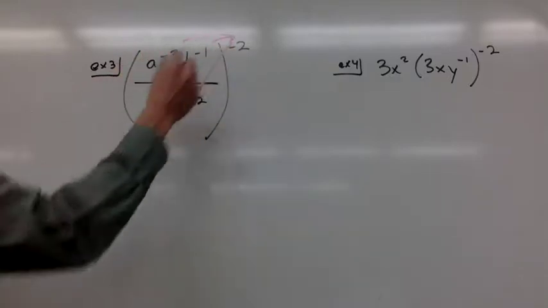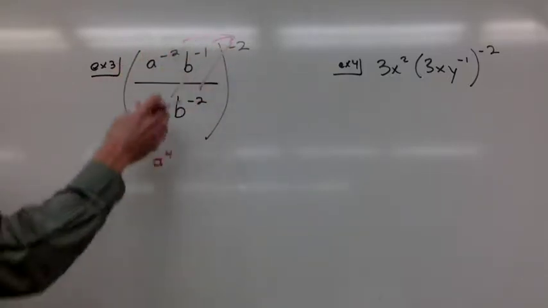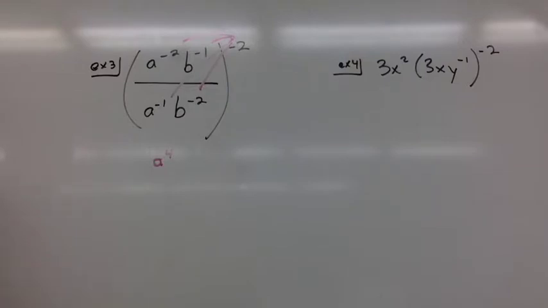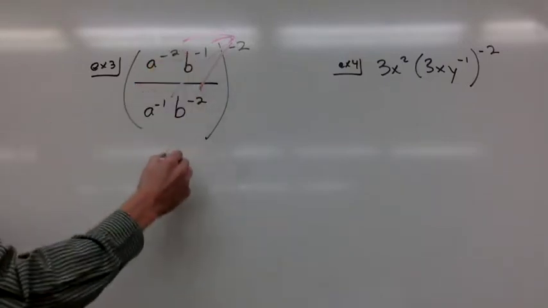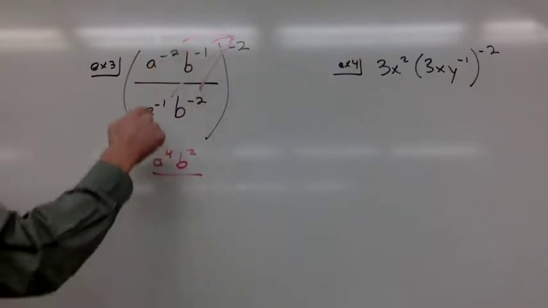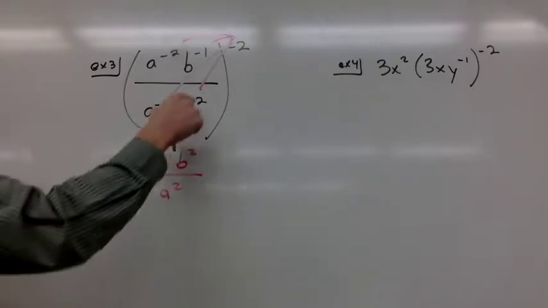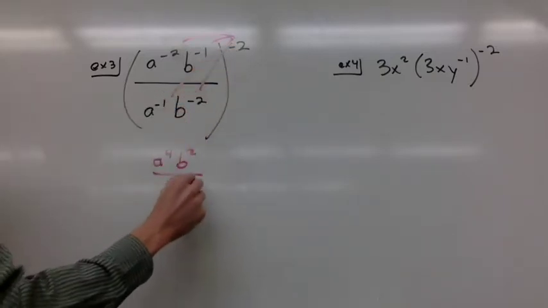A to the negative 2 to the negative 2 becomes a to the positive fourth. So it went to the bottom and it came back up top. We just saved ourselves doing that. B would be to the second over a to the second. When you multiply these two, you get b to the fourth.